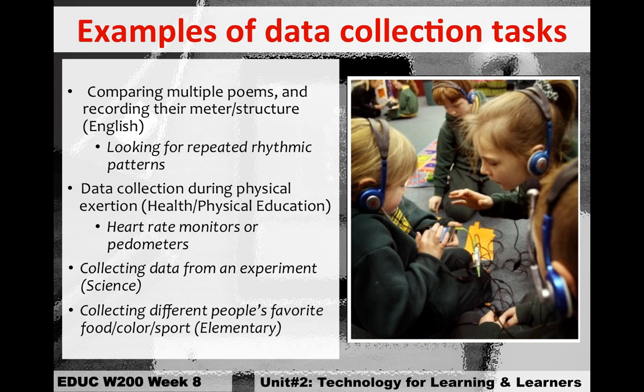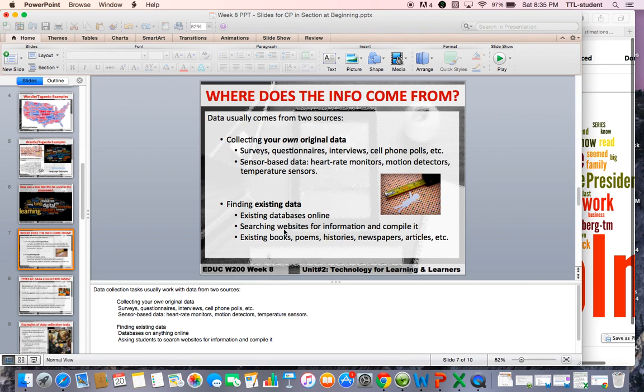Here are a few more examples. Comparing multiple poems in English, looking for repeated rhythmic patterns, so maybe iambic pentameter, that would be something to look for. For physical education and health, actually looking at heart rate monitors or pedometers to see what changes there. Collecting any kind of data from an experiment for science, and then even looking at different people's favorite food, color, sport, whatever that may be.